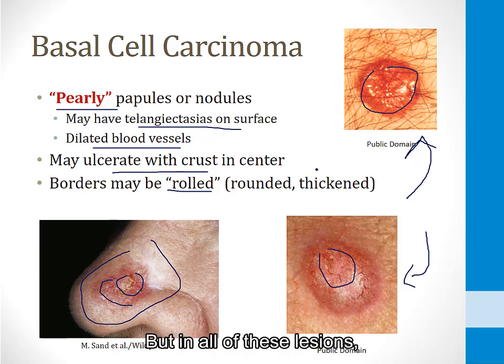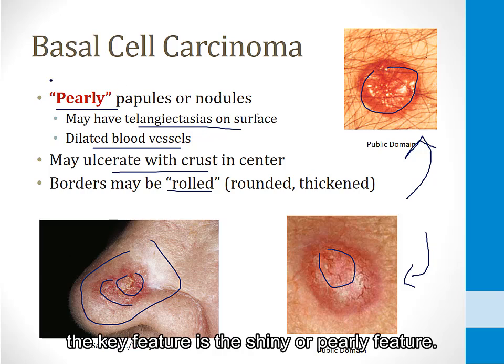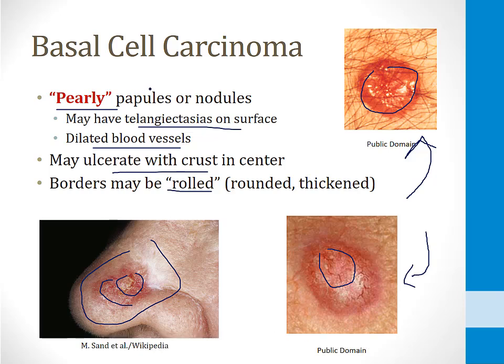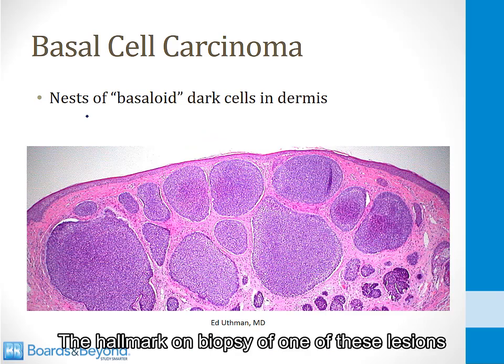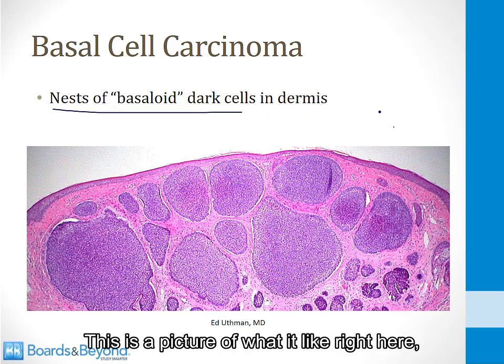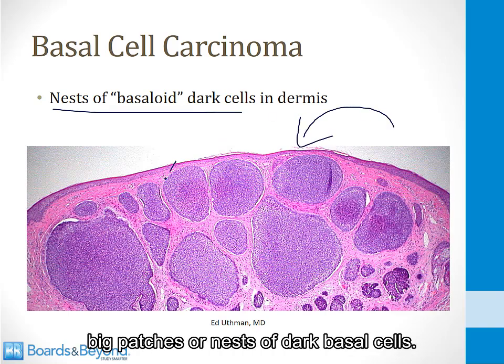But in all of these lesions, the key feature is the shiny or pearly feature, especially in a Step 1 board question. That's always going to be the way they describe a basal cell carcinoma. The hallmark on biopsy of one of these lesions is to see nests of basaloid dark cells in the dermis. This is a picture of what it looks like right here. Big patches or nests of dark basal cells.